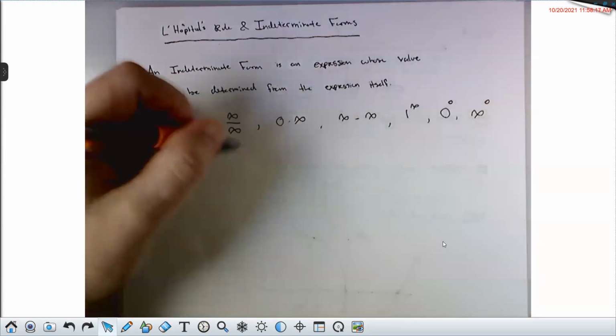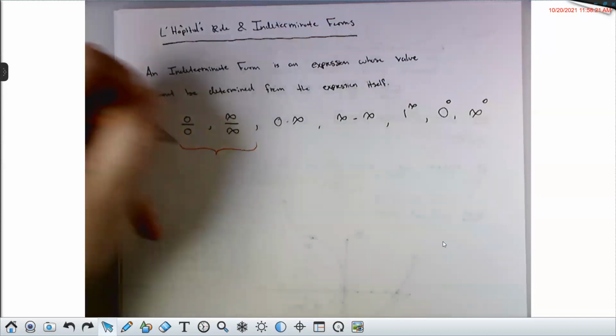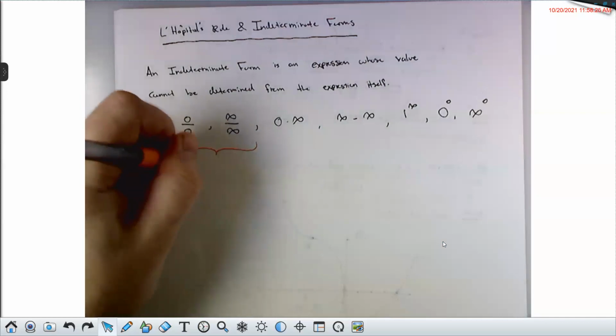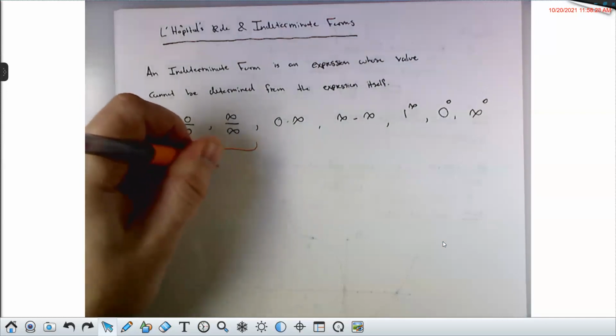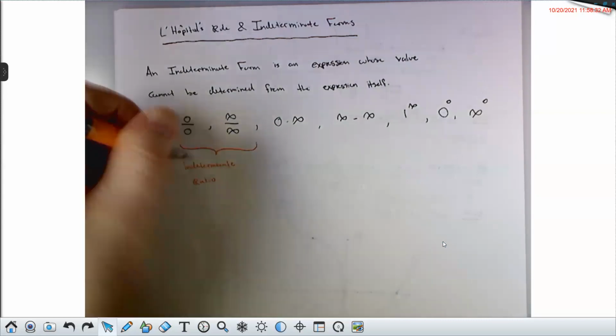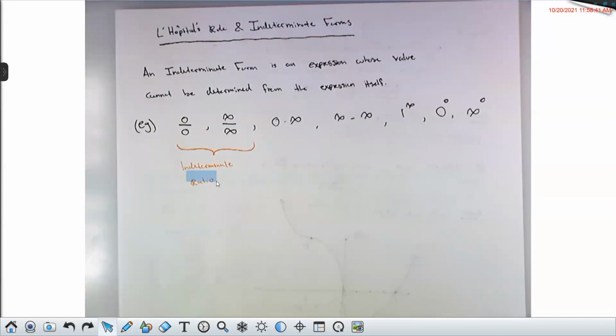The first two are called indeterminate ratios, and these are the things we can use L'Hopital's rule on. Indeterminate ratio, the name explains what it is. It's an indeterminate form that is a fraction, right? The word ratio just means fraction. So it's a fraction where you cannot discern the value just by looking at it.